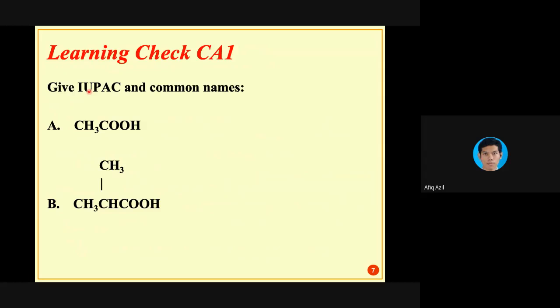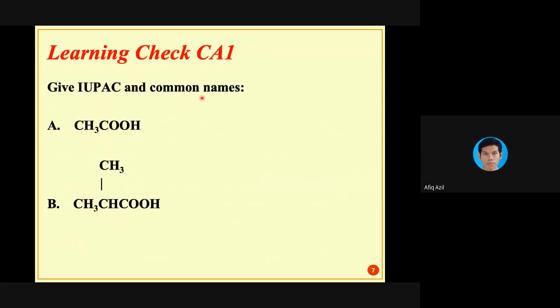So what is the IUPAC name? This one, forget about it for a while. So the IUPAC name for this compound. The first step is to find the longest chain. So you have only 2 carbons over here. So 1 and 2. So 2 from ethane, it will become ethanoic acid. Then you check, is there any other substituent? If there is no other substituent, then it will remain as it is. And you have to start numbering from this COOH carbon. So 1, 2. So it will be called just ethanoic acid.